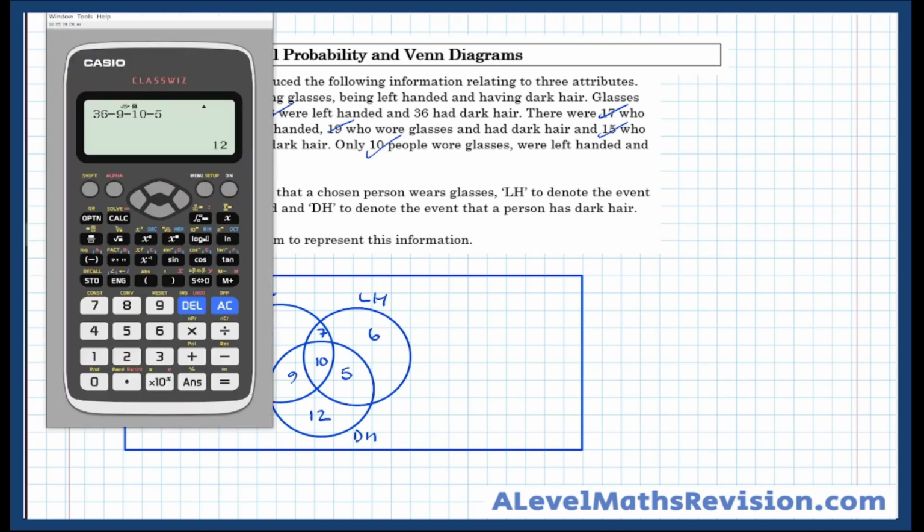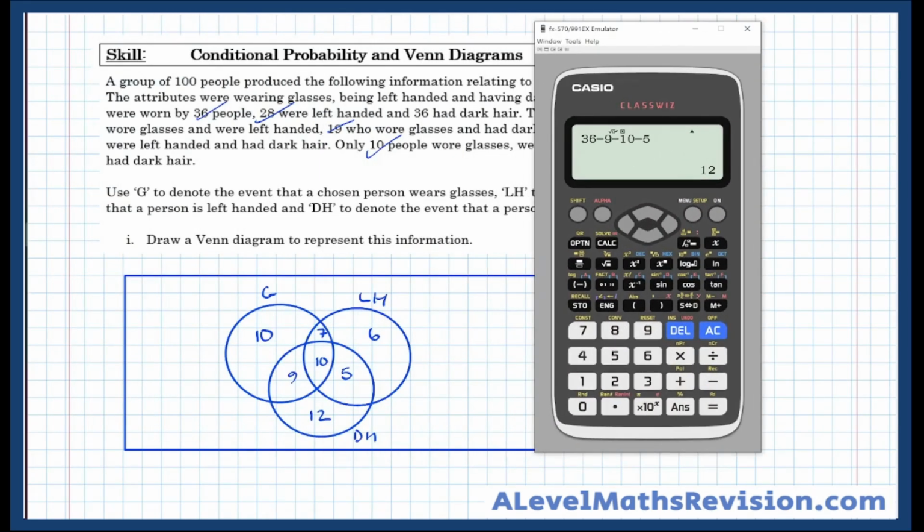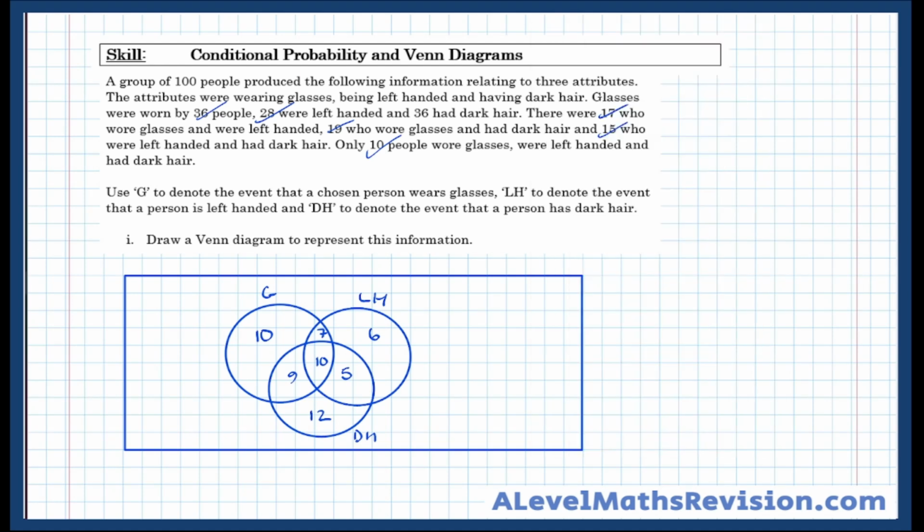And now adding all those up to find out what goes outside of the circles. So 10 plus 7 plus 6 plus 9 plus 10 plus 5 plus 12 equals 59. So 100, take away that, gives us 41, goes on the outside. So 41 had none of the attributes. So we've done the Venn diagram.